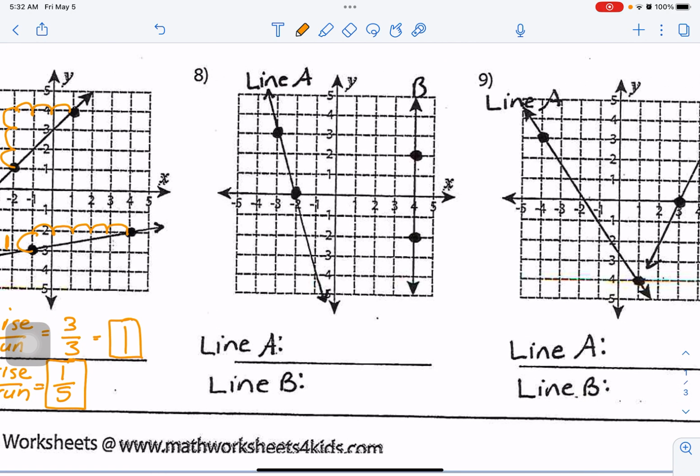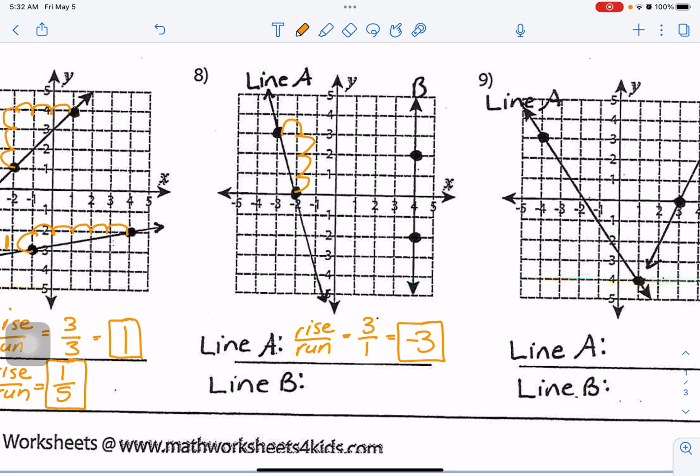Okay. Line A. I rise 1, 2, 3, and I run 1. Well, what does 3 over 1 simplify down to? 3. And then I take a look and say, okay, is that positive or negative? Well, it is going down to the right. If that was my bank account, it'd be plummeting, so it would be negative 3.